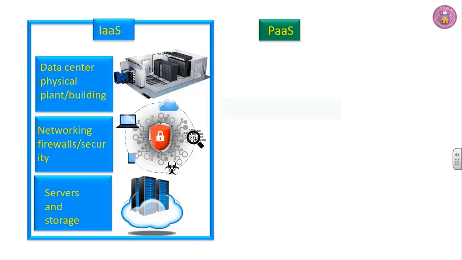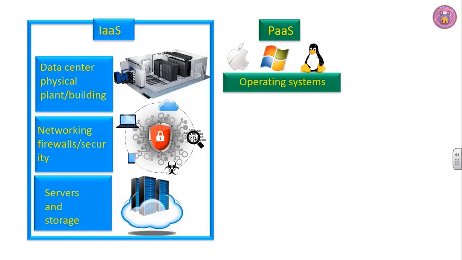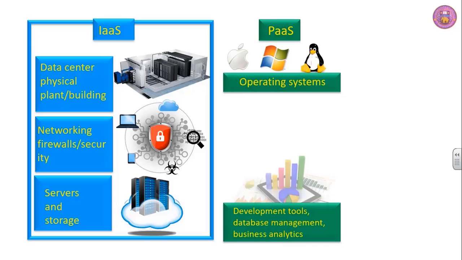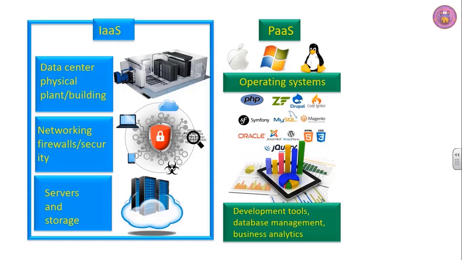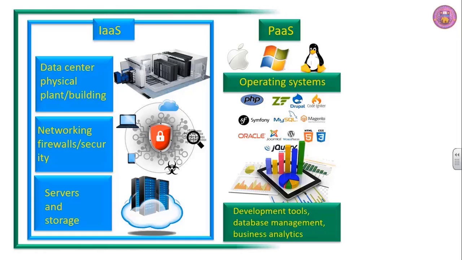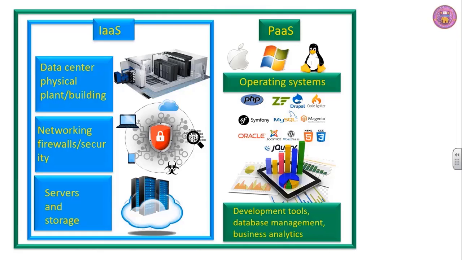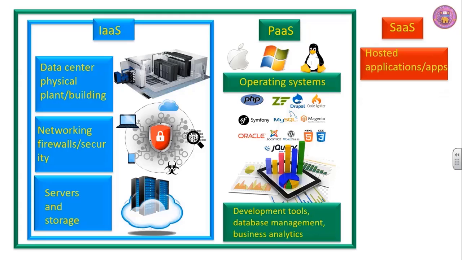Platform as a Service includes operating systems, development tools, database management, and business analytics. So Platform as a Service includes operating systems, development tools, database management, and business analytics. Software as a Service includes hosted applications or apps.